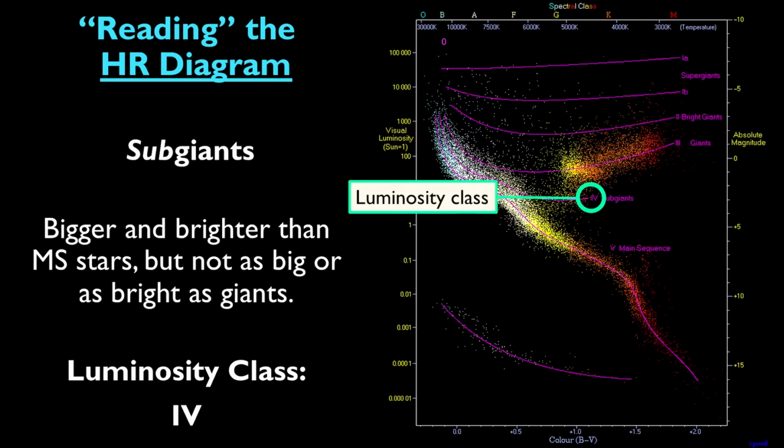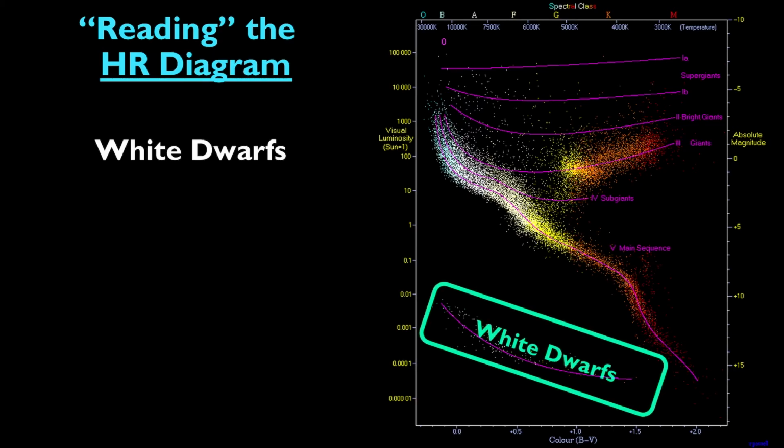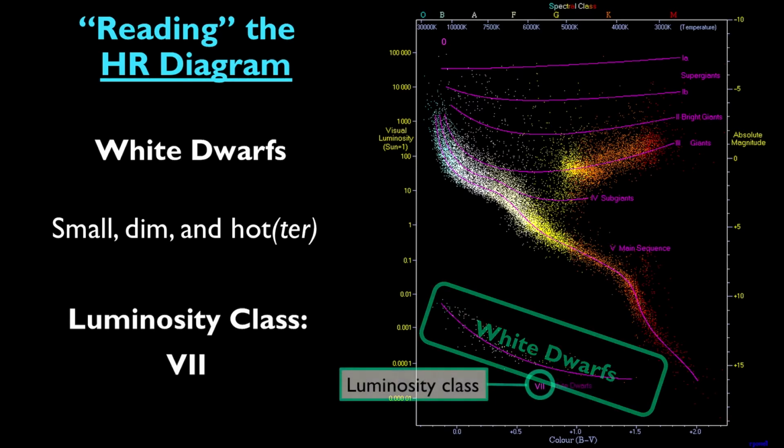And last but not least, we also have a portion of the HR diagram that shows a decent population of stars with similar characteristics like high temperature and low luminosity. These are the white dwarf stars. They are smaller and dimmer than the main sequence stars, but their temperatures are high. They are hotter than the Sun, but can have temperatures comparable to the bigger, brighter, and hotter stars that we would find in the upper left corner of the HR diagram. White dwarfs have a luminosity class of 7.